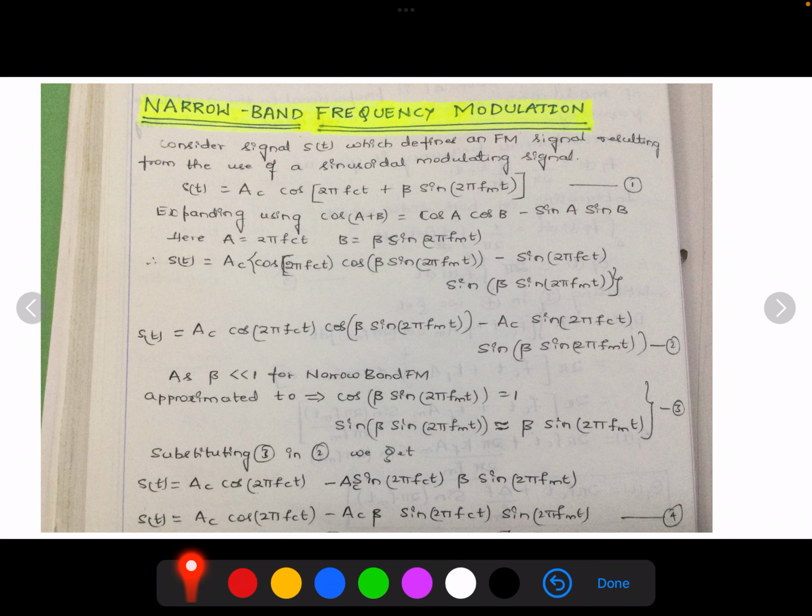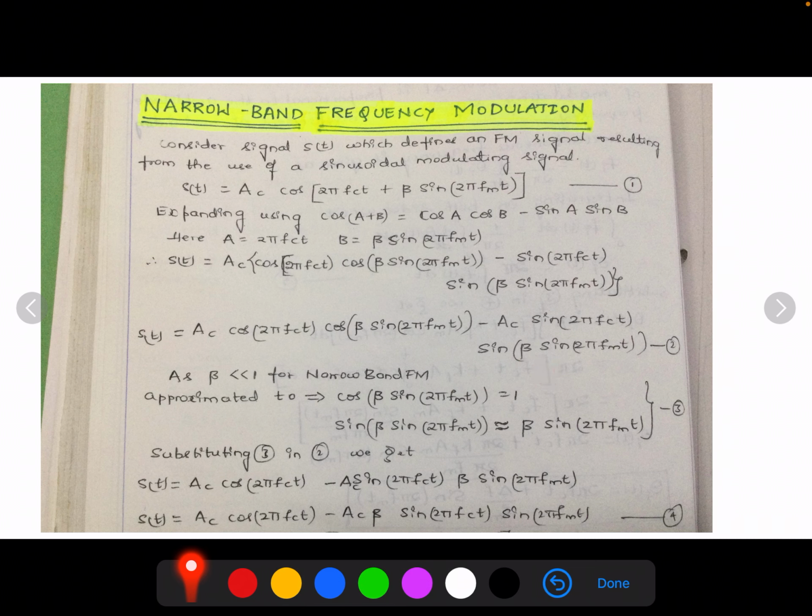So we have the equation cos of A plus B. Let us take A is equal to 2 pi fc and B is equal to beta times sine 2 pi fm into t. We know the formula cos of A plus B is equal to cos A cos B minus sin A sin B. Expanding this equation, we will get s of t is equal to AC into cos of 2 pi fct into cos of beta times sine of 2 pi fm into t minus AC into sine of 2 pi fct into sine of beta times sine of 2 pi fm into t.